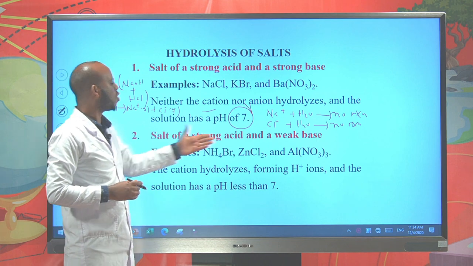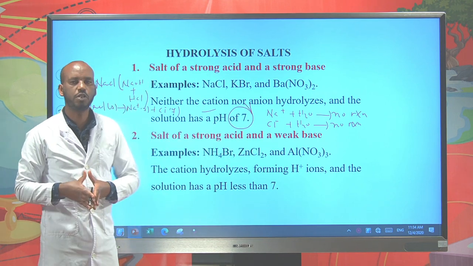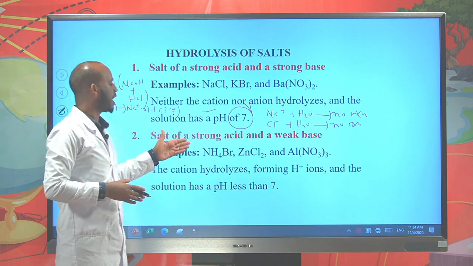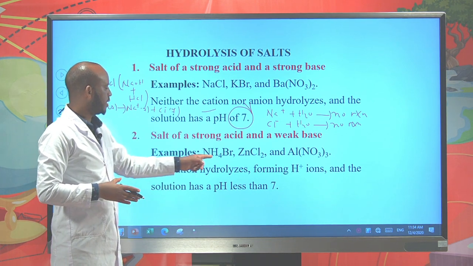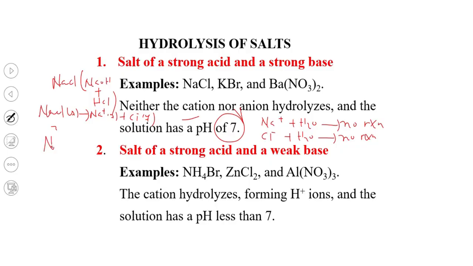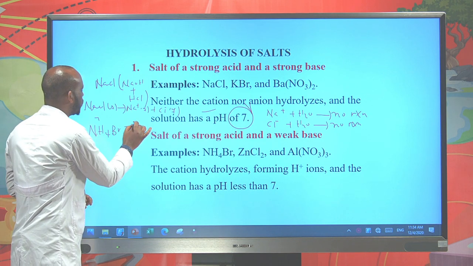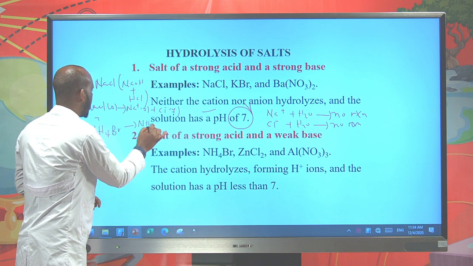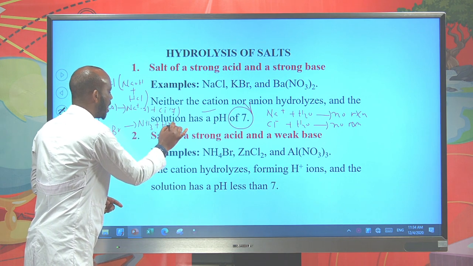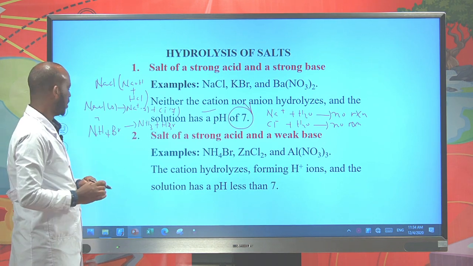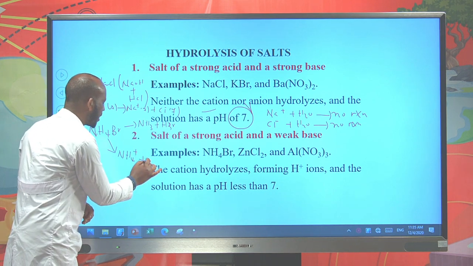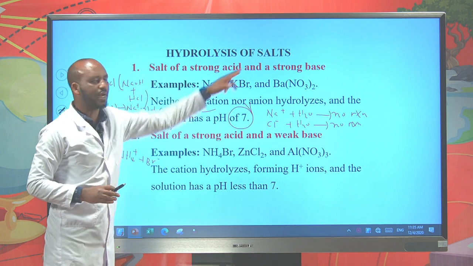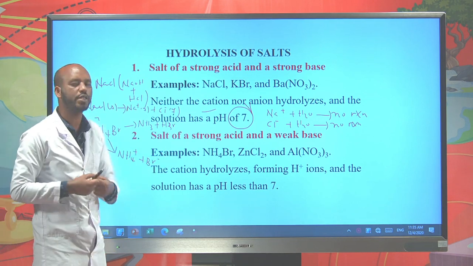2, salts of a strong acid and a weak base. What happens to the pH of the solution if a salt derived from a strong acid and a weak base dissolves in water? Consider this salt, ammonium bromide, NH4Br. This is a salt derived from the weak base ammonia and the strong acid hydrobromic acid, HBr. If this salt dissolves in water, it dissociates into NH4 plus and Br minus. Now, hydrolysis of a salt is the reaction of ions of the salt with water.